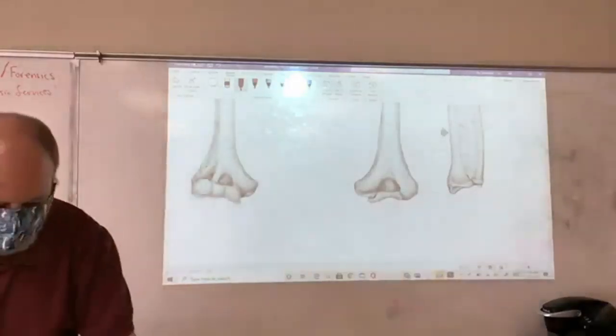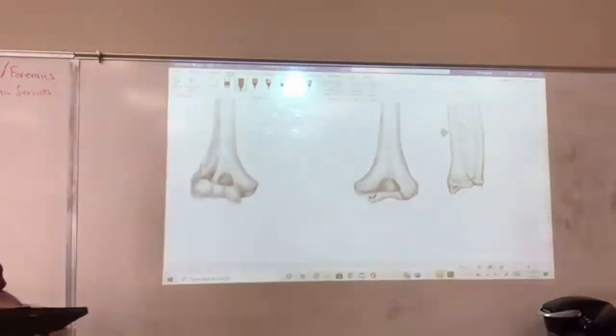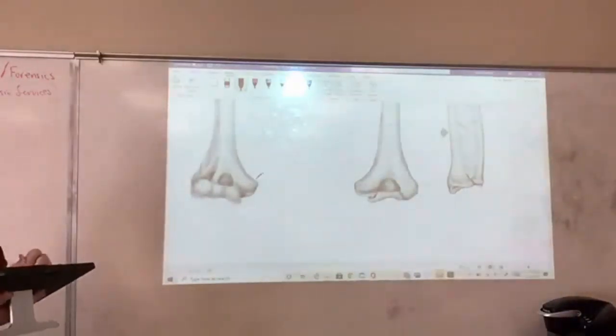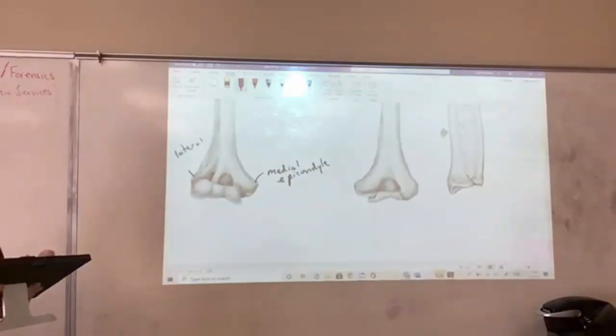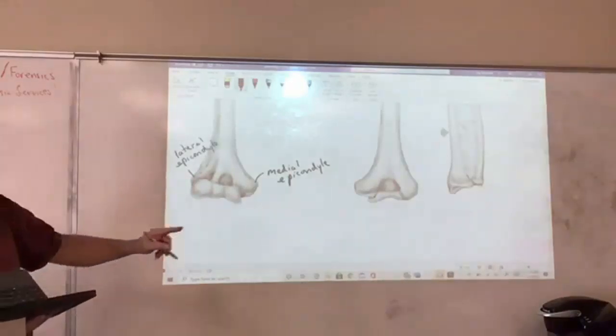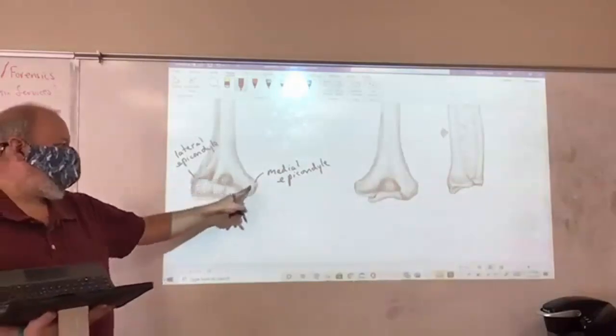Okay, so I have the medial epicondyle, E-P-I-C-O-N-D-Y-L-E, medial epicondyle, and then I've got the lateral epicondyle. So there's the medial epicondyle and the lateral epicondyle.